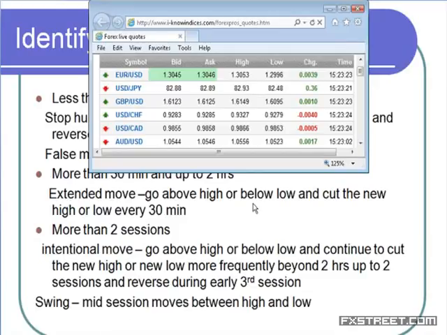Then the extended move is a move where they cut the initial high 1.3014 and stay above there for more than 30 minutes and sustain up to 2 hours. Then it is referred to as an extended move. Extended moves are quick moves, whereas intentional moves are slow moves. So they made a very quick rise during the early European session. You would have noticed it went up to 1.3031.